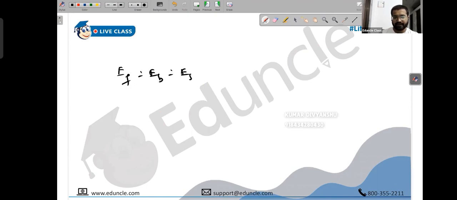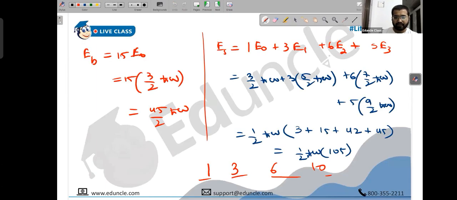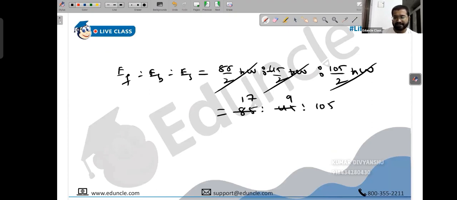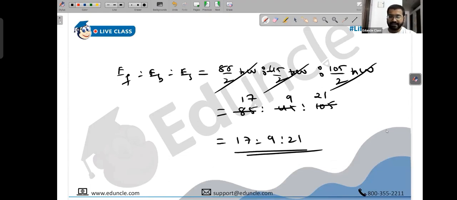Okay. So the final answer is the ratio of fermions to bosons to spinless fermions. It is 85 by 2 h cross omega to 45 by 2 h cross omega to 105 by 2 h cross omega. So people, h cross omega by 2 gets cancelled. We have got 85, 45, 105. All of them go in the table of 5. So this is 5 17s, this is 5 9s, this is 5 21s. We have got 17 is to 9 is to 21. That's the answer. Nicely created.